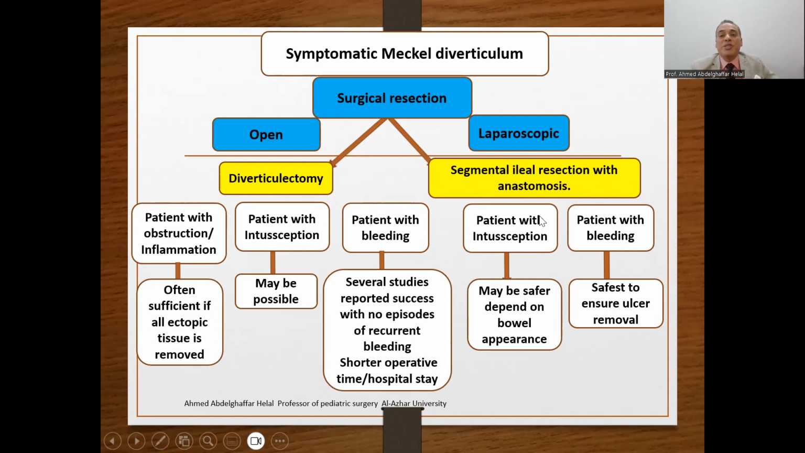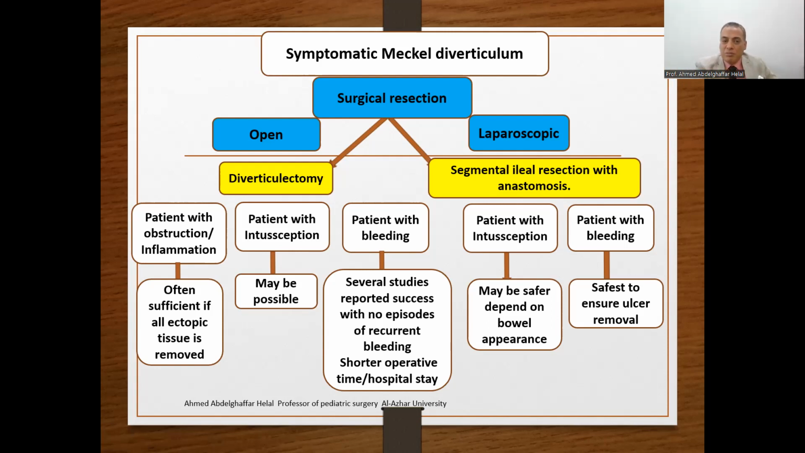Segmental ileal resection with anastomosis: in patients with intussusception, it is safer, depending on the bowel appearance. In patients with bleeding, it is the safest to ensure ulcer removal. So this slide is the management of symptomatic Meckel diverticulum. No debate about surgical resection, open or laparoscopic. Remove the diverticulum or perform segmental ileal resection, according to the presentation of the child.